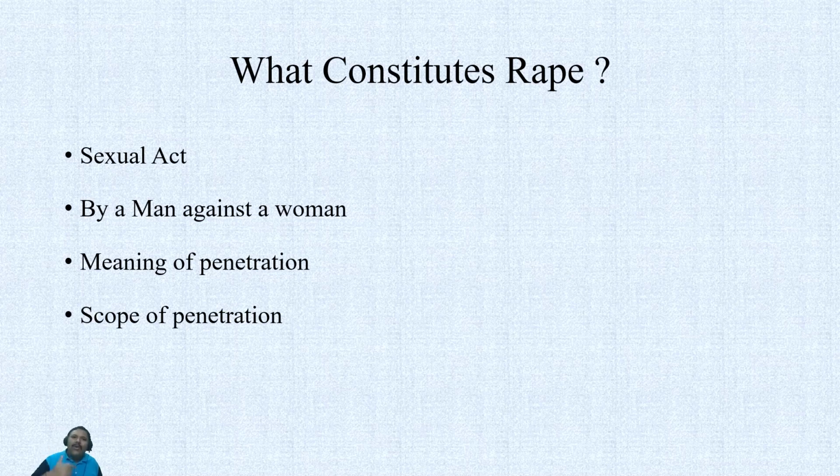Suppose a woman cannot rape another woman, at the same time, a man cannot rape another man. It is an unnatural kind of offense if a man actually does sexual assault against another man, but that is not rape. For rape, it should be a man against a woman. If there is a woman against woman, that is not rape. Similarly, a man against man is not rape either. So that is something very important.